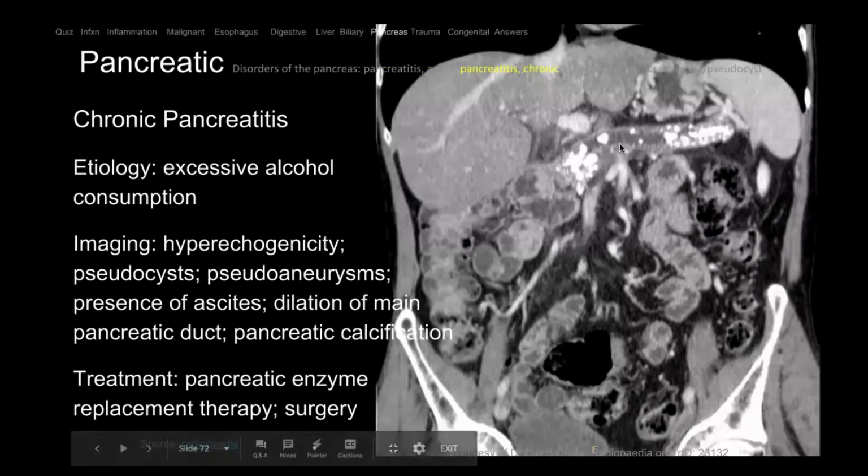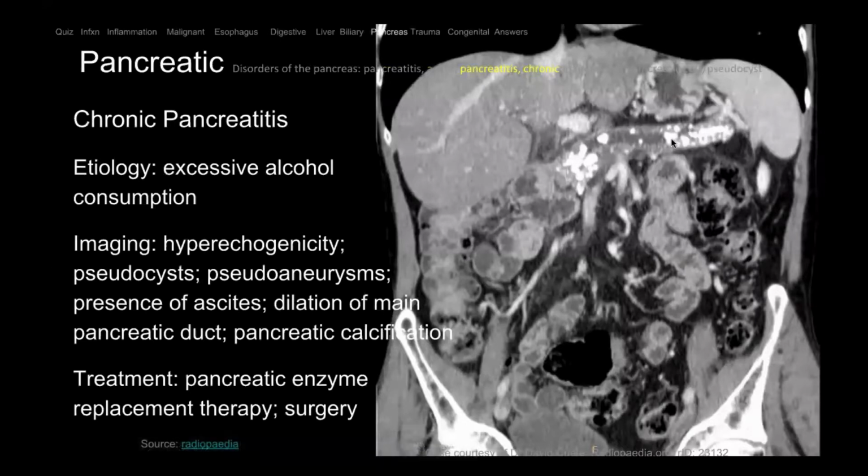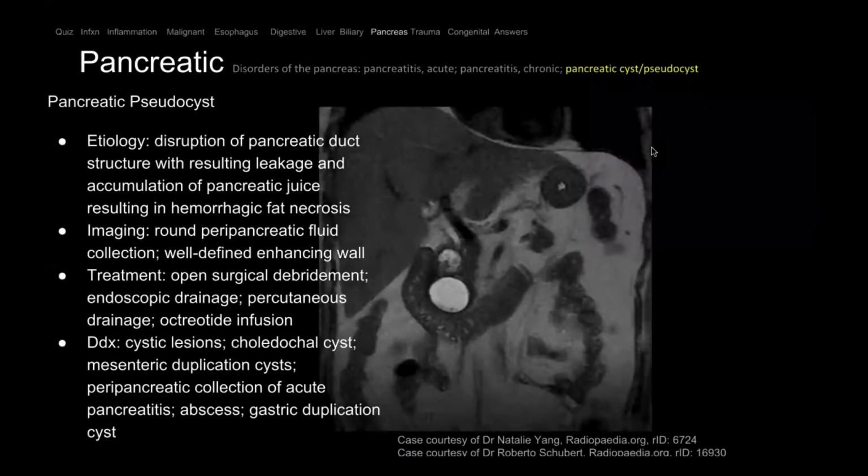Here are calcifications in the stones, in the ducts, as well as in the pancreas. And this is a sequela of acute pancreatitis. So this is chronic pancreatitis. After a while, it starts to calcify. The pancreas gets really small. There are stones that develop. So that's chronic pancreatitis.